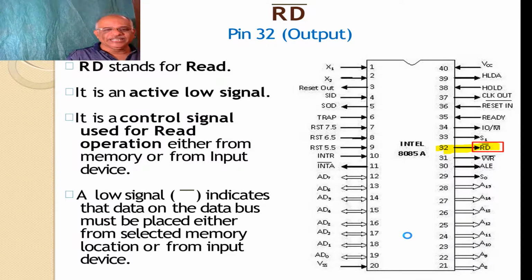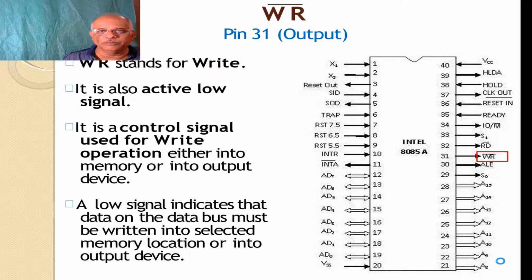The low signal indicates that data must be placed on the data bus either from the selected memory location or from the input device. When the voltage of pin 32 goes low, the data from the memory location or the input device is loaded onto the data bus. The data bus is from pin 12 to pin 19. Data in the case of microprocessor 8085 is of 8 bits only. So the RD bar pin stands for receiving the data from either memory or input device.